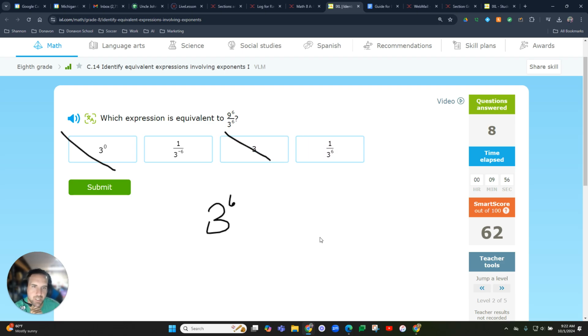Okay, so it's got to be one of these two. So we got to figure out which one of these it is. So 1 over 3 to the negative 6, remember, we can just flip it and make it positive. So that would be equal to 3 to the 6. This one would be equal to 3 to the negative 6. This one's 3 to the positive 6 over here. So it'd be that one.